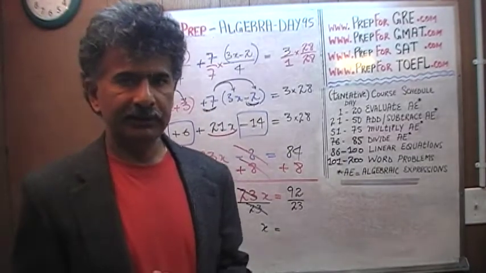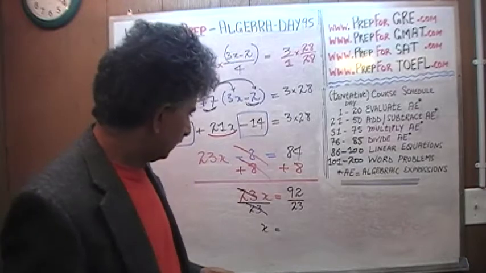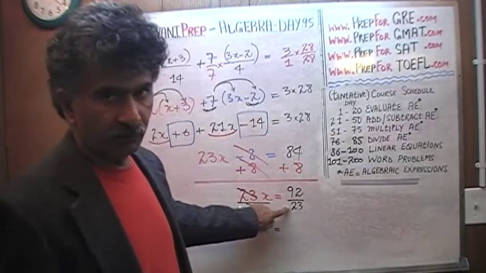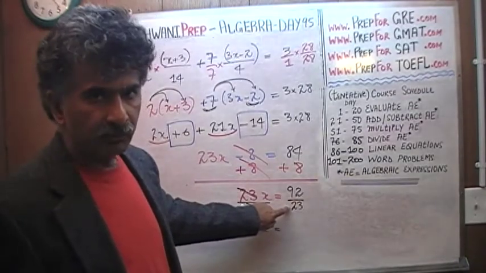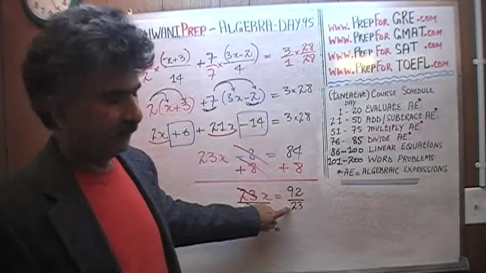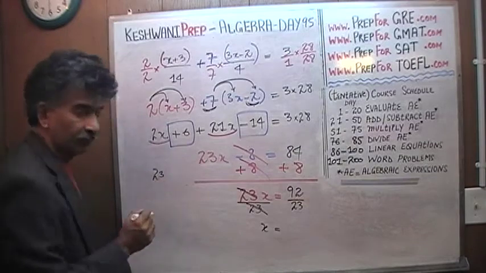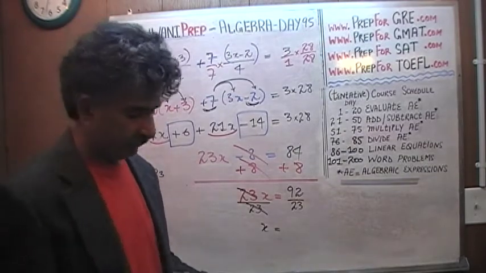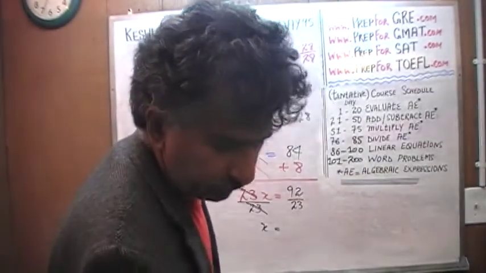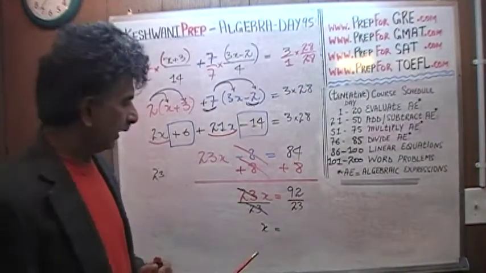How many 23s in 92? I don't know. Well, we know it's around 4, because 4 times 20 is 80. This is more than 80. Let's multiply it by 4. And of course it is 4, because, listen carefully, see if you can understand my logic here.